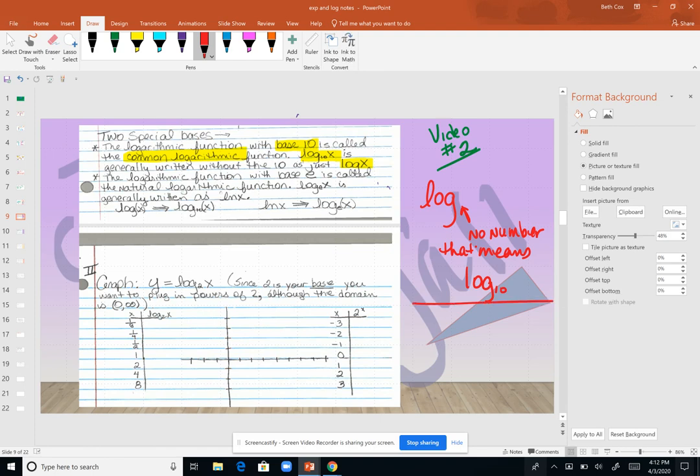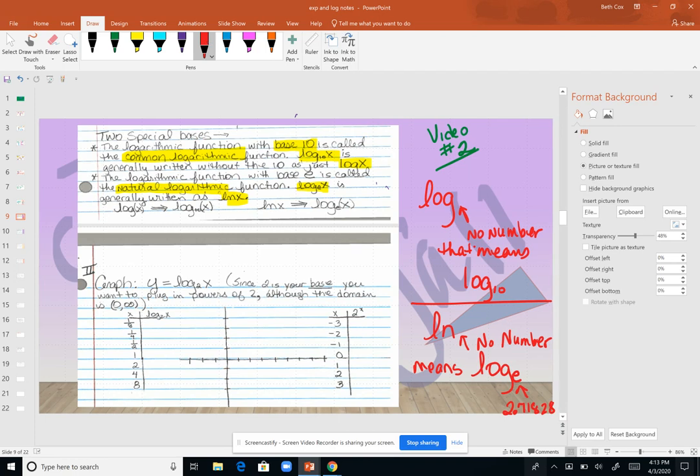And then the other one is called the natural log, and it is log base e. It's written with just an L and an N. So when you see LN, and there's no number and it's a 2-letter word, this actually means log base e. And we talked about what e was. That's that 2.71828 number. So this is called common log. This is called natural log.